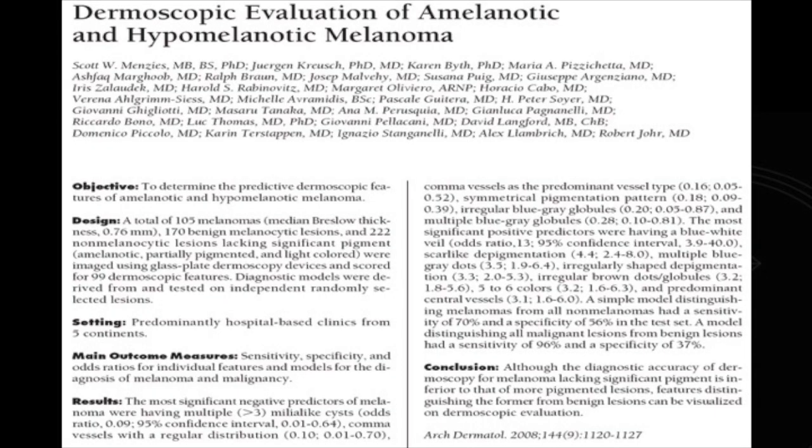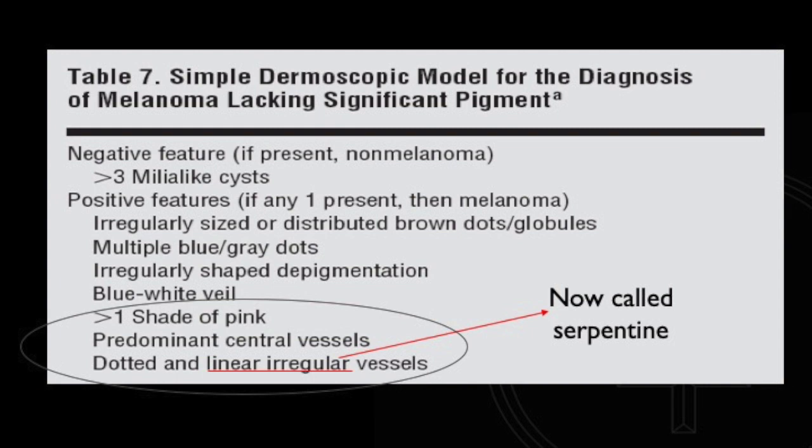If you want to learn more about vessels, this is the paper I'll refer you to, but the take home from it was that both the presence of dotted vessels and serpentine vessels are positive features for the diagnosis of melanoma, especially if they occur together. And that's what I'm going to show you here.